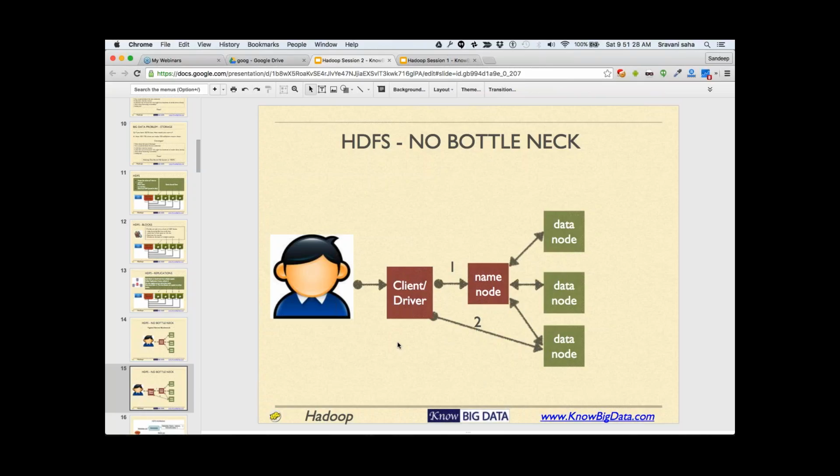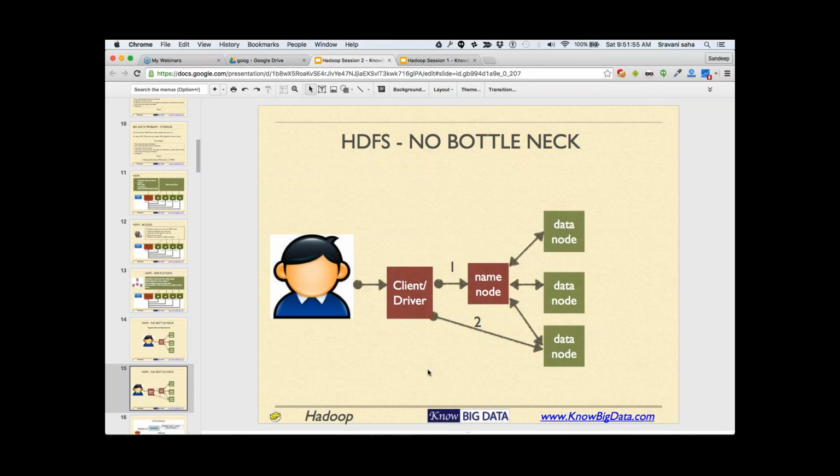So the client driver slices the data into blocks, and then starts saving those blocks into data nodes. Once that is done, it informs the name node, hey, I am done with saving the blocks. Can you commit it? Can you update your records that it is done? Okay. Now the name node will say, okay, fine, I'm done.